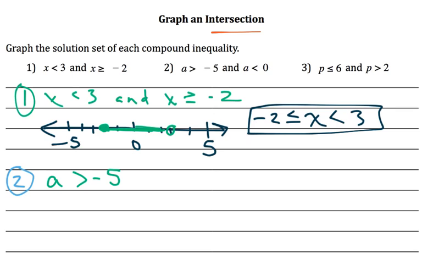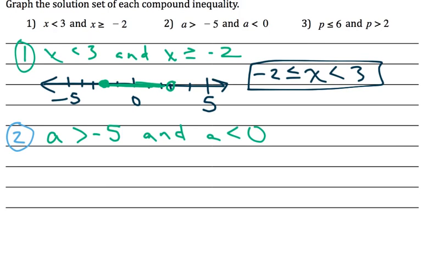Problem 2: a is greater than -5 and a is less than 0. I think that graphing this will be fine if I go from -5 to 0 only, but maybe just so that it looks symmetric, I'll set it up -5 to 5. Now if a is greater than -5, I'm going to show an open circle here and start to head to the right. Maybe I don't even draw an arrow this time.